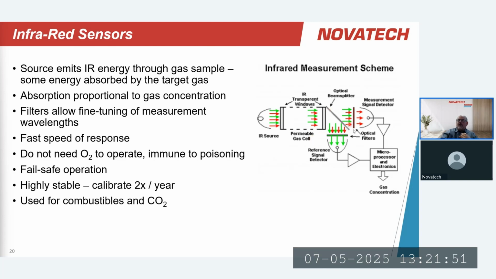And then we have an optical splitter that will send a portion of the energy to one detector, which has filters to look at only a reference wavelength, and another detector, which has filters to look only at a measurement wavelength.